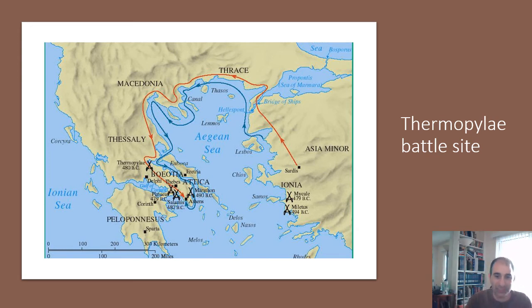Now, where does he get to? Well, the Greeks know they're coming, right? And the Greeks are like, what do we do? What do we do, the Greeks? And the Greeks look at their map and they go, Thermopylae. That's what we do. And they decide to go to Thermopylae. Why Thermopylae? And who goes there?